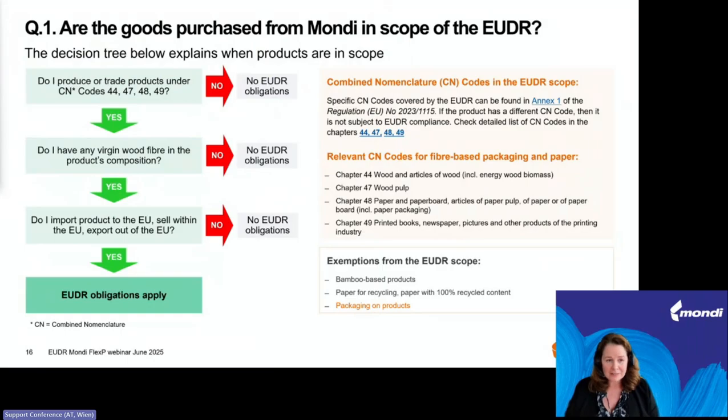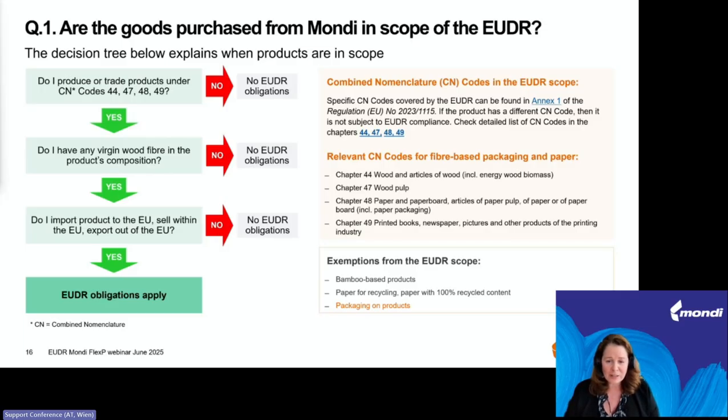First question clearly is, are the goods that we're buying from you, dear Mondi, in scope of EUDR? And here there's a very clear decision tree to help you determine that. The first question is, are you producing or trading products that are listed under these CN codes 44, 47, 48, 49? You can find these CN codes listed in Annex 1 under the EUDR. We've included the link and also pulled that out for you so that you can see it.